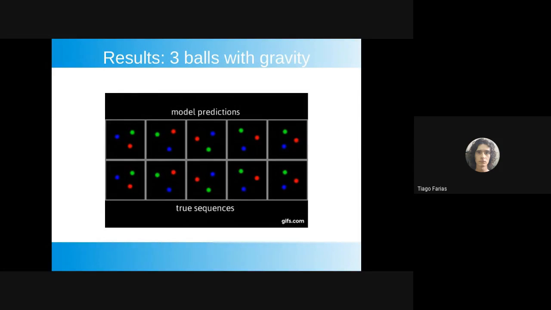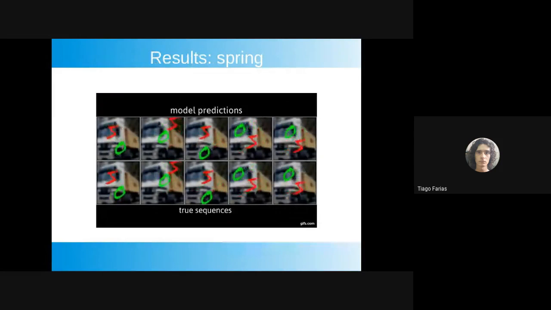So these are the results. The bottom row shows the true sequence of the simulation, it's the 3 ball gravity, and the first row shows the prediction from the neural network. As you can see, it's a good prediction because the first and second rows are very similar. This is the spring. It's 2 objects, the 0 and 5, connected by the spring, same way. The bottom shows the true sequence, and the first row the model prediction from the neural network.